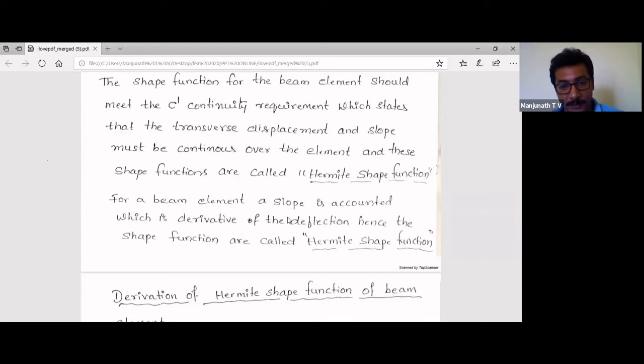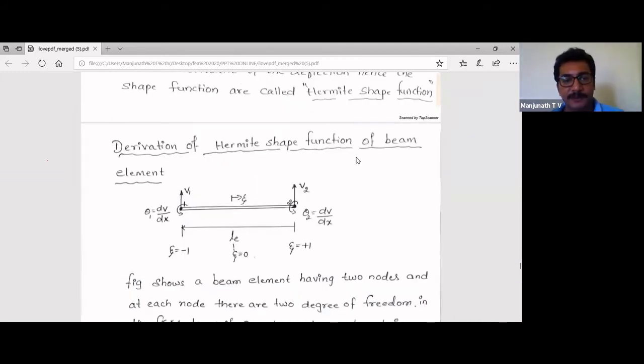For the first degree, in the vertical direction, we get a shape function, and for the second direction, the angle or slope, we also get a shape function. That second shape function is a derivative of the deflection, hence the shape functions are called Hermite shape functions. Derivation of Hermite shape function of a beam element.